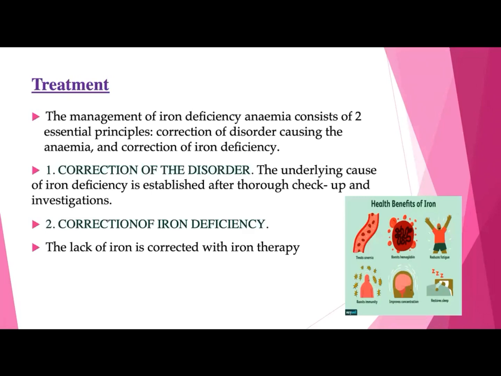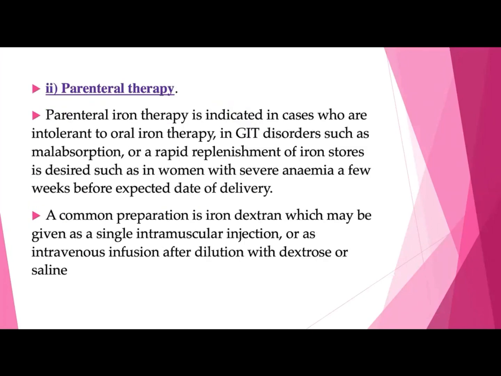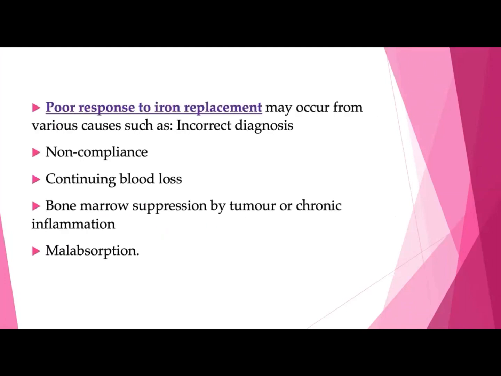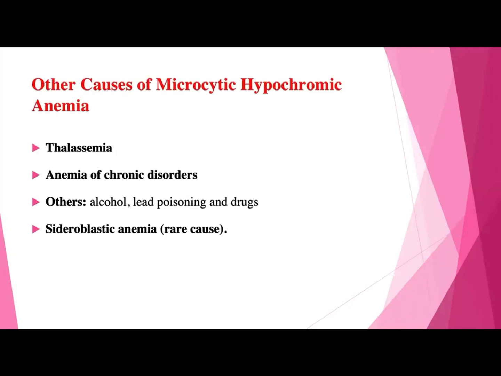treatment مال patient we should first treat the cause then we give them iron either oral iron or parenteral iron. oral iron راح نعطيه in the form of ferrous sulfate, ferrous fumarate وراح نتابع الريسبونس إذا ما صار response راح يكون أما عنده patient non-compliance, continuing blood loss or the bone marrow suppression by tumor or inflammation. parenteral نستعمله خاصة للpatient اللي يحتاج سرعة بالعلاج مع الأيرون عادة نعطي as iron dextran single intramuscular injection.